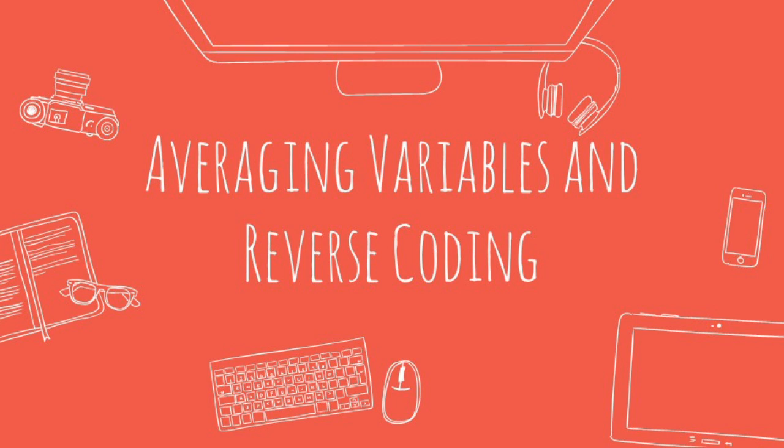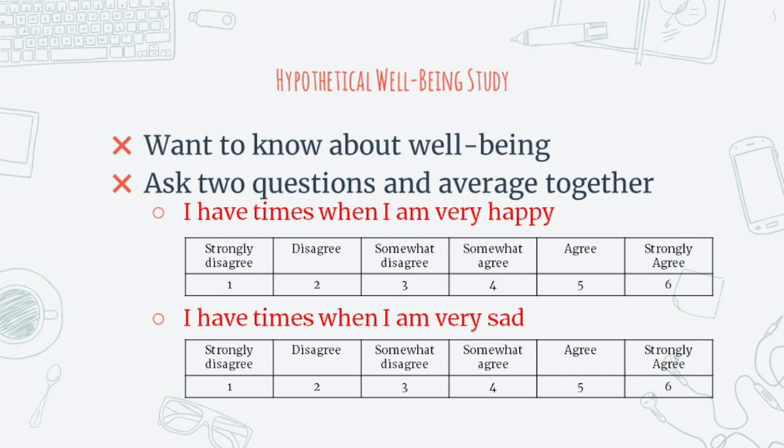All right, now that we've covered how to calculate those z-scores, we're now going to test ourselves with a little bit more computation, that transform compute. Let's imagine that we have a study where we are asking people about their well-being, and we have 2 questions. The first is, I have times when I am very happy. And the second is, I have times when I am very sad. We want to assess well-being based on an average score between these 2 variables.